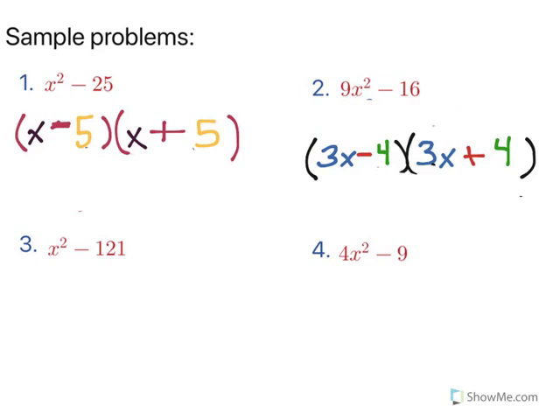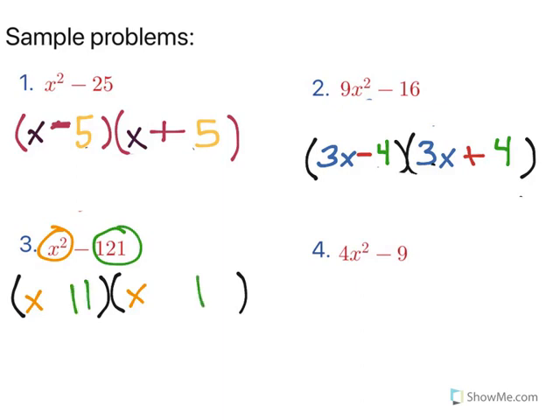Now let's look at our third problem. We can start looking at the steps a little bit faster. So I'm going to go ahead and write our parentheses to initially start us off. The square root of x squared is x. We then look at our second term. The square root of 121 is 11. And lastly, we're going to put alternating signs, a negative and a positive.